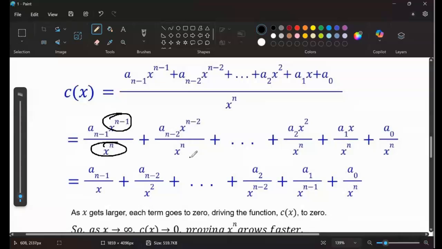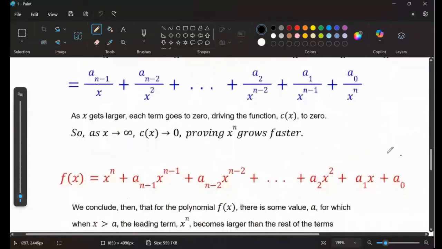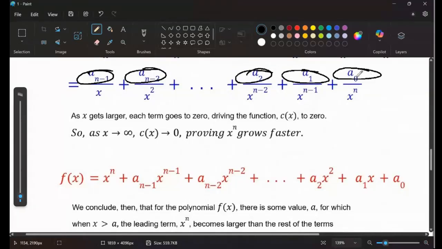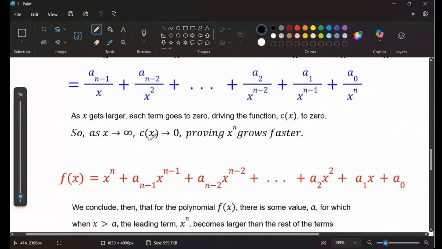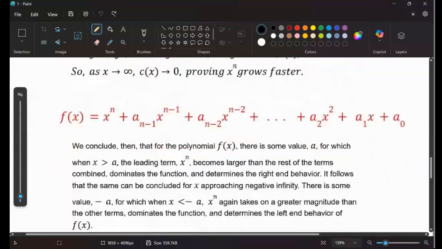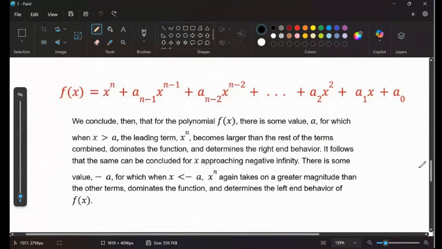I'll leave it to you to make sense of this. This can be a little confusing, but I think if you study it a little bit, you can see how I get to here. And again, we have a situation where the bottom is definitely growing. The top is just all the coefficients of the polynomial. And so as x gets larger, each term goes to 0, driving the function c of x to 0. So as x goes to infinity, c goes to 0, proving that this term becomes more powerful. And so it is definitely going to dominate. The first term, the highest degree term of a polynomial, is always going to dominate all the other terms.